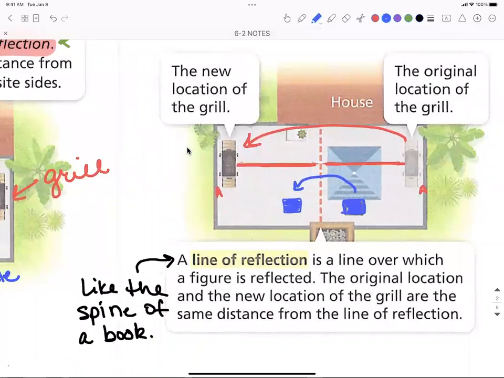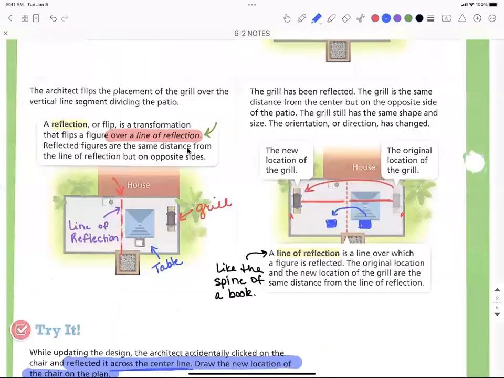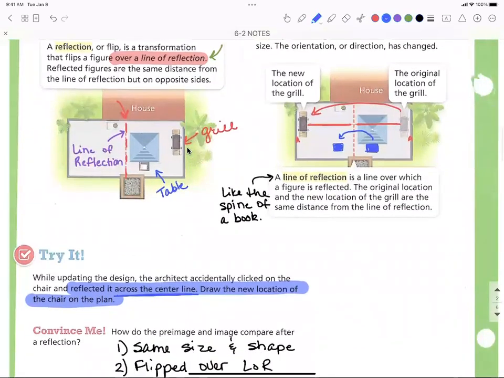Now you guys are going to have grid paper and grids to do this on, so you can be exact, whereas I can't really be exact on this drawing, but you kind of get the idea. The line of reflection is a line over which the figure is reflected. The original location and the new location of the grill are the same distance from the line of reflection, okay? And I've got just that little note that it is like the spine of a book, okay? All right, so we've already done that.